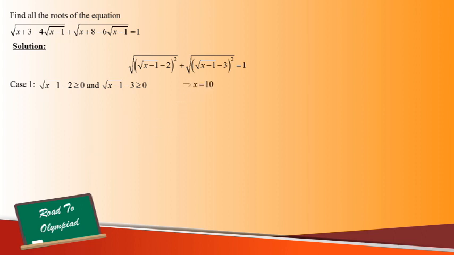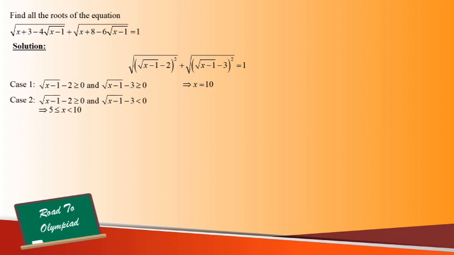For the second case, square root of x minus 1 minus 2 is greater than or equal to 0, and square root of x minus 1 minus 3 is less than 0. The first one will give us x is greater than or equal to 5, and the second one will give us x is less than 10. Combining these two situations, we have case 2 to be x is between 5 and 10, inclusive of 5.